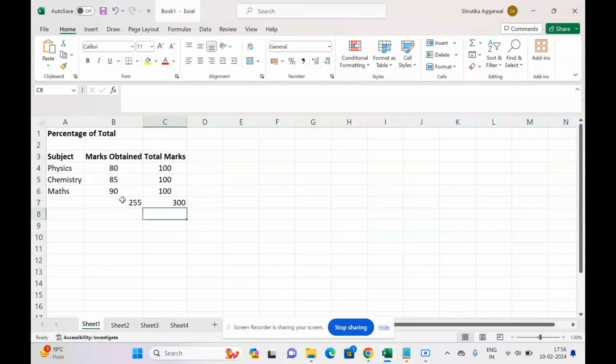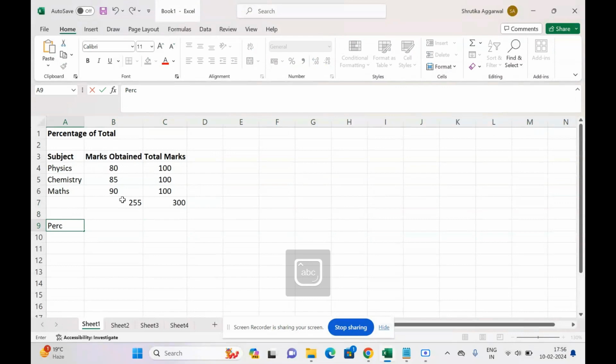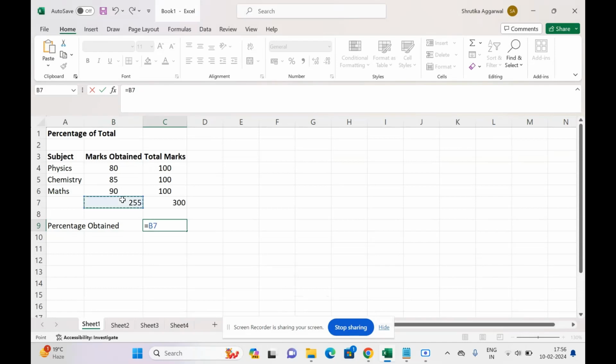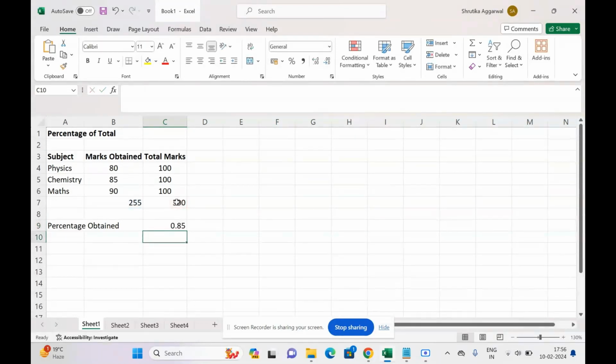which is 300. To calculate the percentage obtained, I will do is equal to the marks obtained, that is cell B7, divided by the total marks, that is cell C7, and hit enter. So I get 0.85, which is in a decimal format.